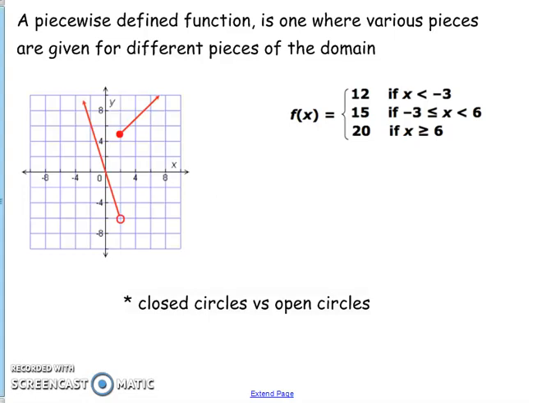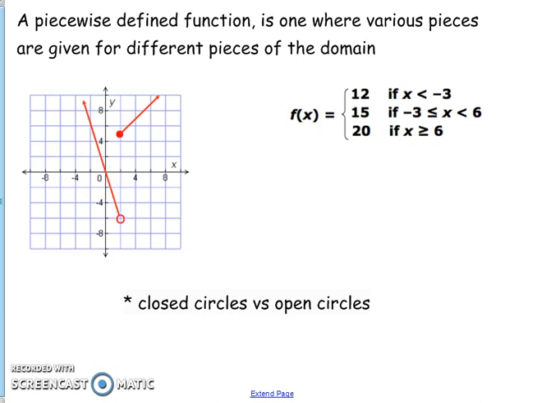A piecewise defined function is one where various pieces are given for different pieces of the domain. So here are two different examples of a piecewise function. The left graph is the graph of a piecewise function. And on the right side, this is not related to the graph at all. It's a different function, but that's a function for the piecewise.